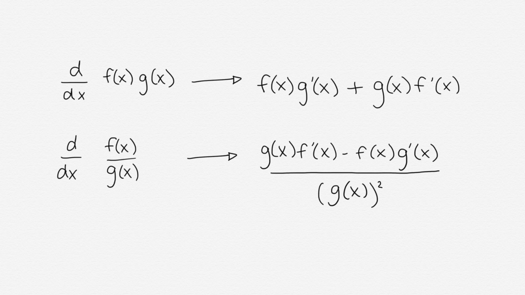Another thing to note here is that both of these rules have the same four parts: the two original pieces and the derivatives of those original pieces. And that makes it really easy to solve these types of problems by finding each of the four pieces individually and then putting them back together like a puzzle. So let's look at an example of this.